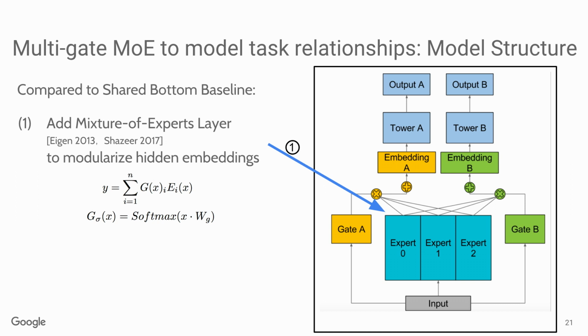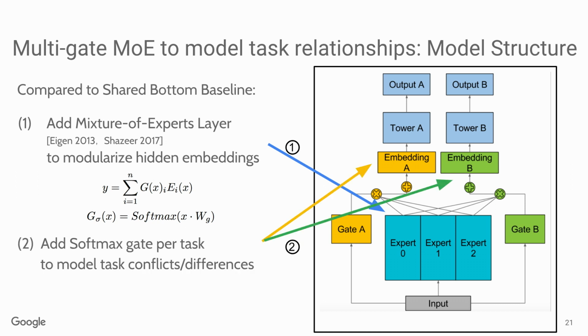Mixture of expert layers have recently become very popular, being used in all kinds of machine learning applications like image, tag, and NLP. Basically, it enables modulation on the hidden embeddings, where you force each expert to learn a different part of the information from the inputs. The second modification we make is to add gating networks to select experts. Each task has its own gating network, meaning that it can select which experts to share due to task commonality, and which experts to use for itself due to task conflicts.